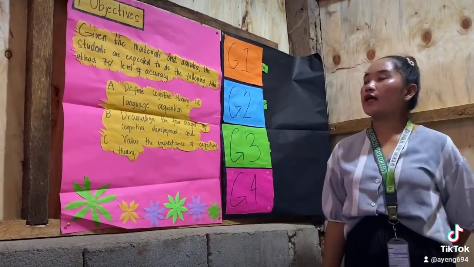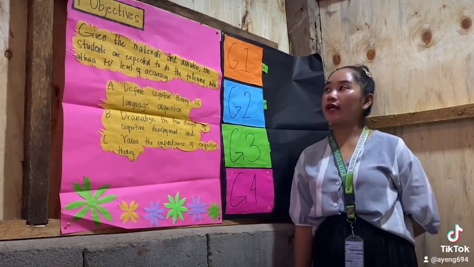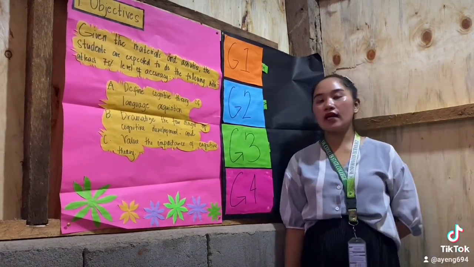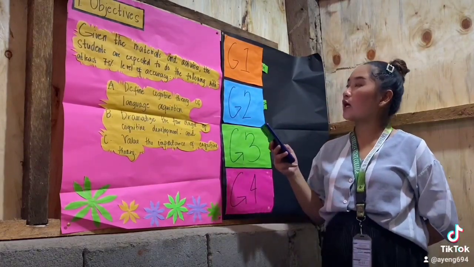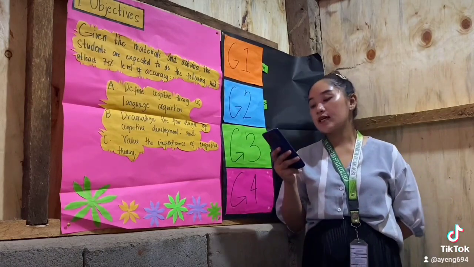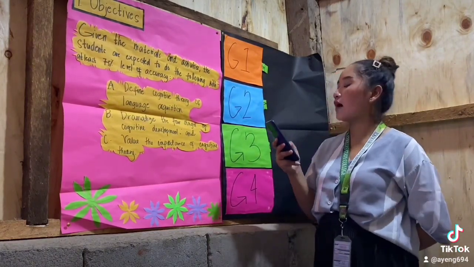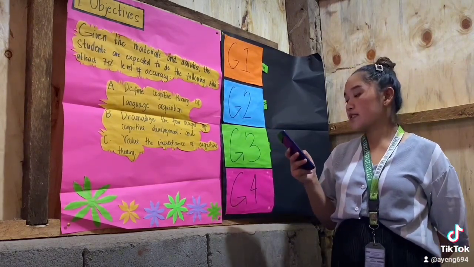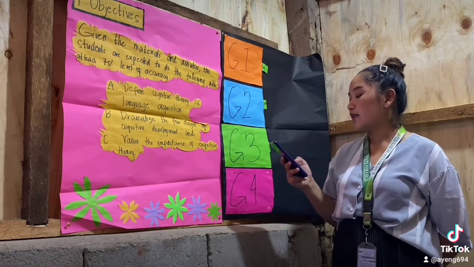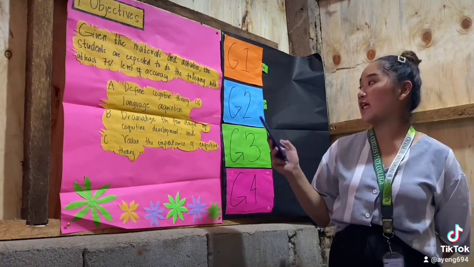Do you have any questions or clarification about our topic this morning? None, ma'am. Okay, if none, I have an activity, but before that, I will group you first into 4 groups. Since you already have your group, dramatize the 4 stages of cognitive development, and each group will be given 2 minutes to plan for your presentation.